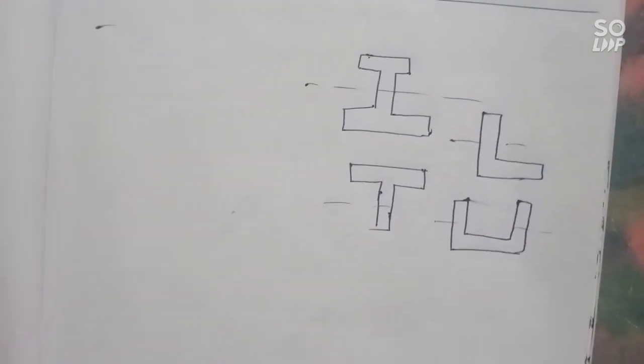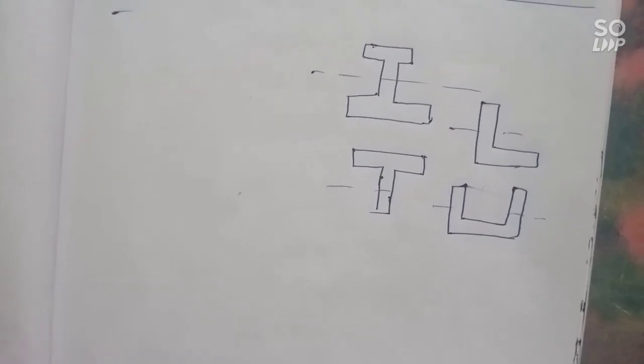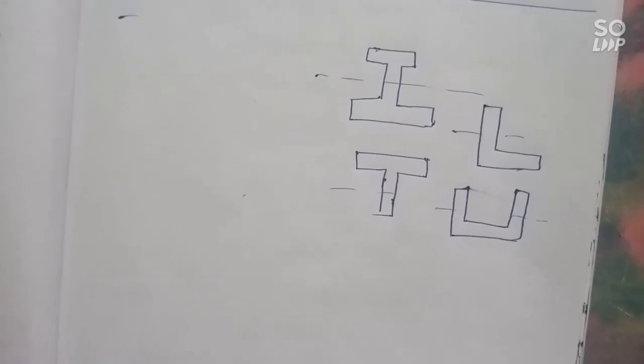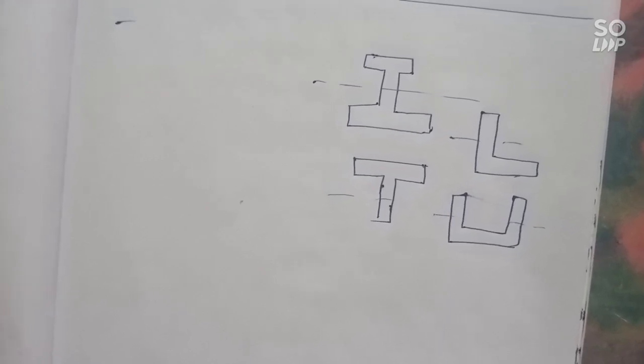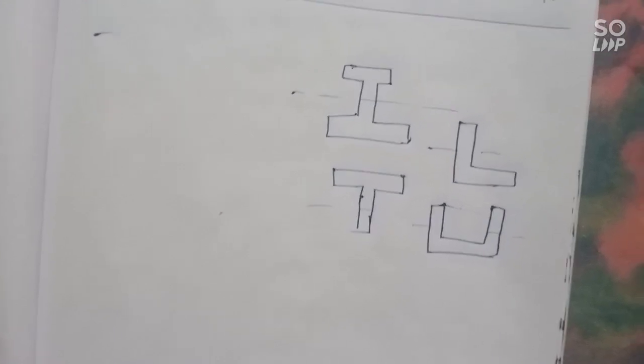Okay, so the neutral axis passes through the centroid of the section. Hence, in an unsymmetrical section, we need to find the center of gravity first. Once the center of gravity is known, the neutral axis passes through that. Then we can find the y maximum.